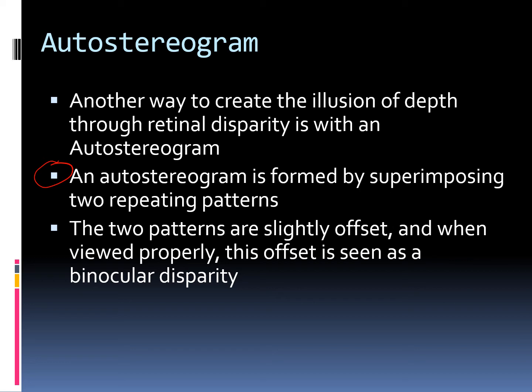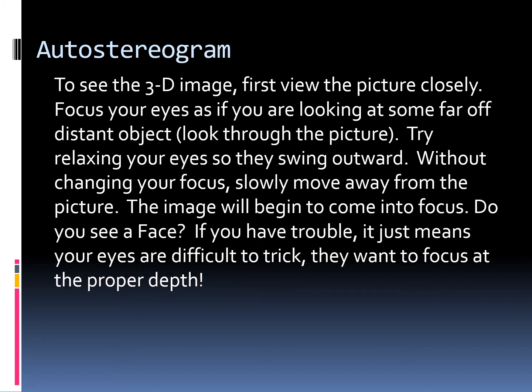On the next slide, it's going to look like just a fuzzy picture. Actually, it's going to be in two slides. The next slide is going to be directions. You don't need to write this down, but if you want to see the 3D image, this is what you do. First, view the picture closely. It should be easy on your computer or whatever you're using. Focus your eyes as if you're looking at some far off distant object. Look through the picture. Try relaxing your eyes so they swing outward. Without changing your focus, slowly move away from the picture. The image will begin to come into focus. Do you see a face? If you have trouble, it just means that your eyes are difficult to trick. They want to focus at the proper depth.